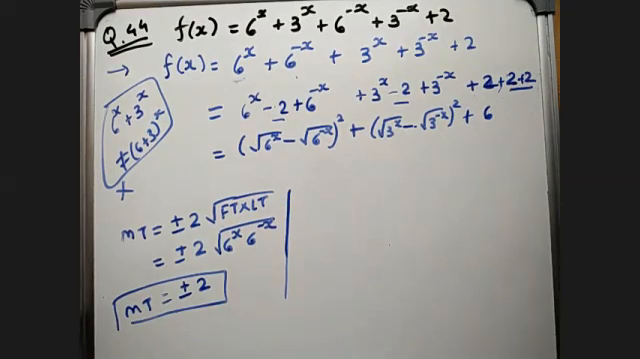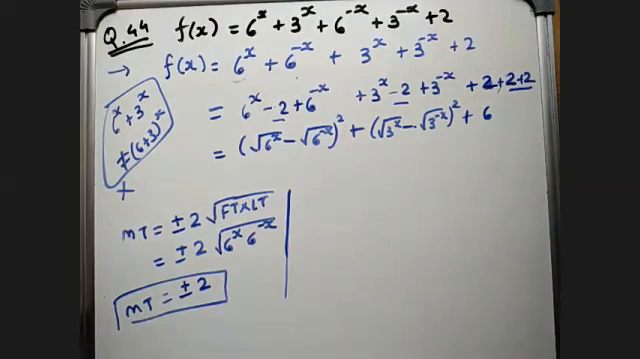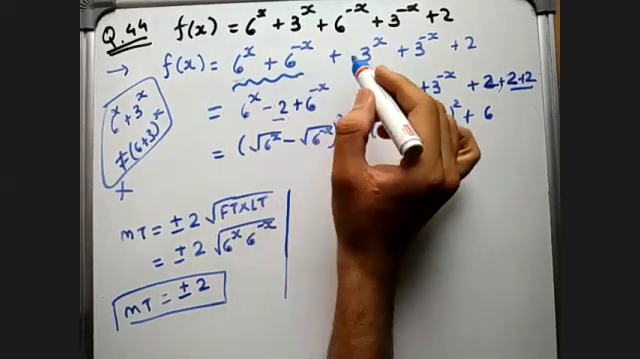So here f of x is 6 to the power x plus 3 to the power x plus 6 to the power minus x plus 3 to the power minus x plus 2. So here, I make pairs of 6 to the power x and 6 to the power minus x, as well as 3 to the power x and 3 to the power minus x, and 2 will be on another side. So I can make one pair here. I can make another pair here.